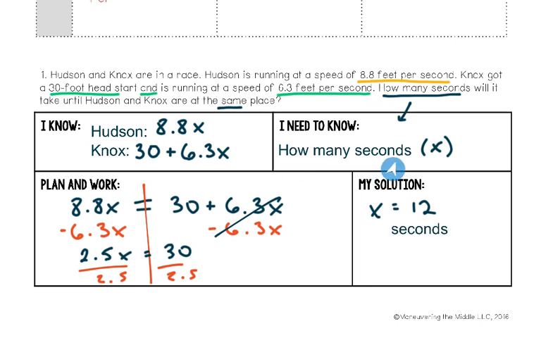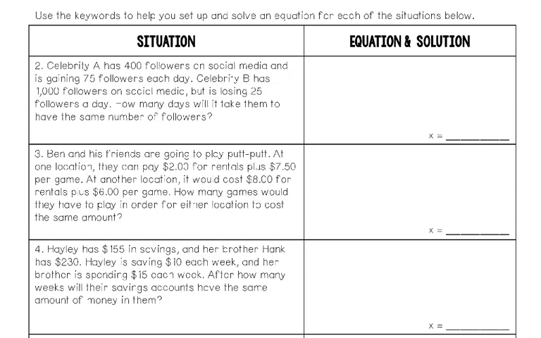Since we needed to know how many seconds, and we just solved and got 12, the answer is that it will take 12 seconds until Hudson and Knox are at the same place. All right, every one of these problems is going to be done just like that, so we're going to do number 2 together. As I read, underline or circle any keywords and numbers you need to solve the problem.